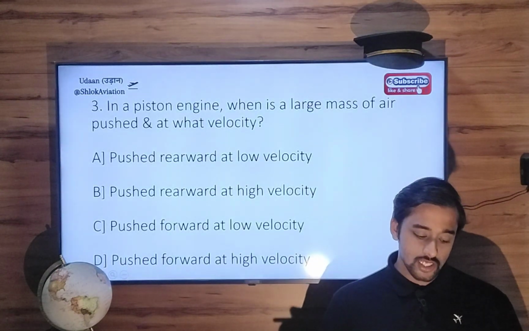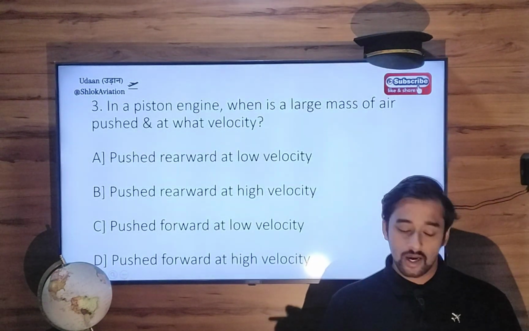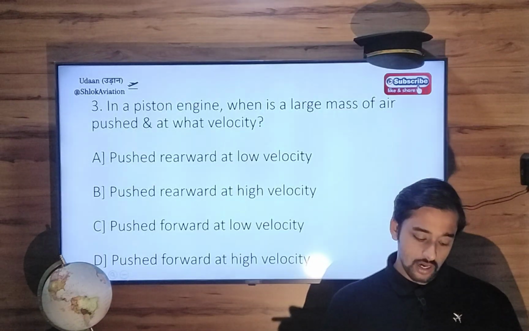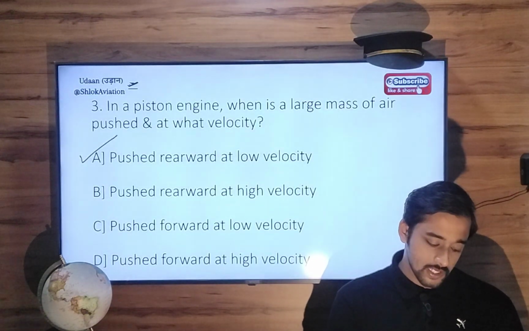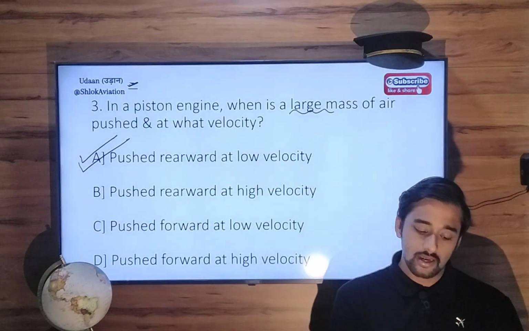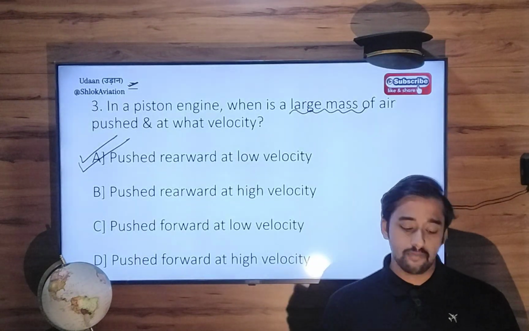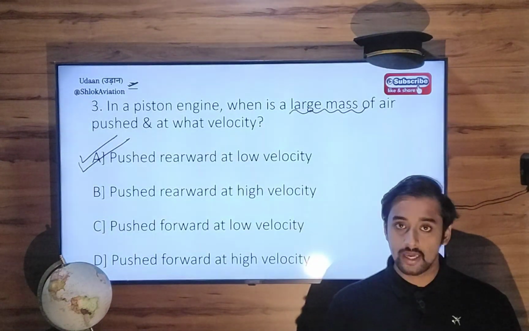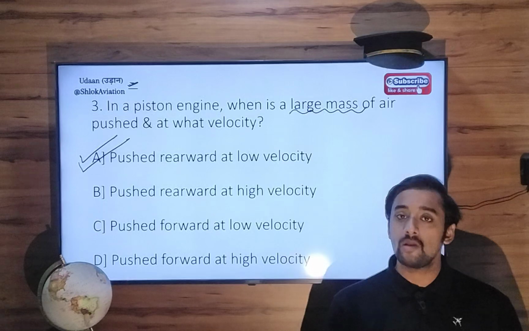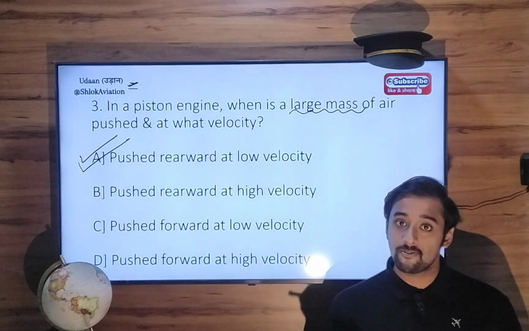So in a piston engine, a large mass of air is pushed rearward, that is backward, at low velocity. In a jet engine, a small mass of air is pushed backward at fast velocity.